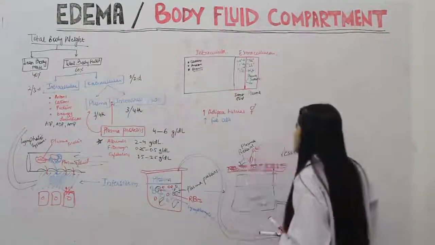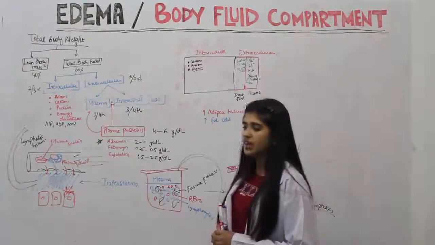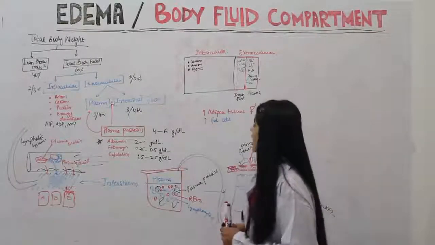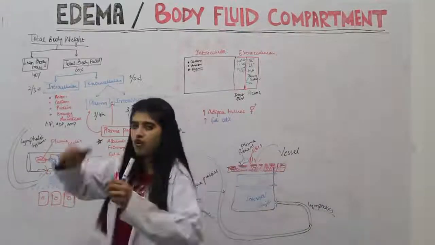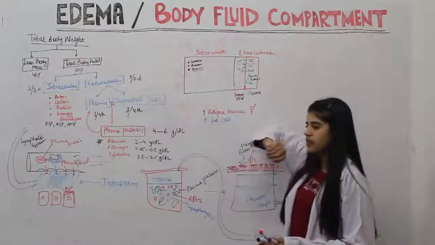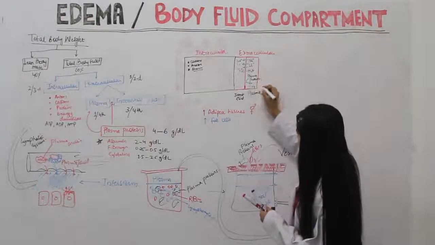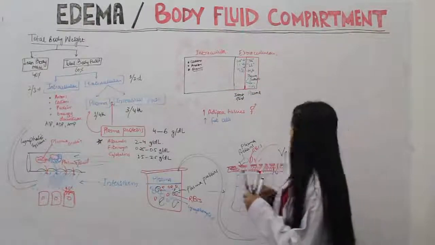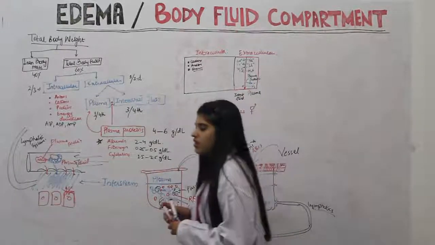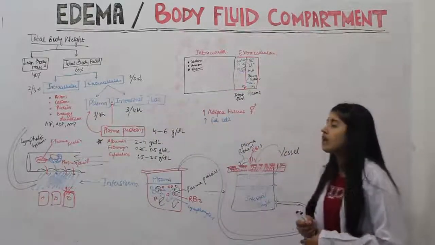I told you about the main components of the extracellular fluid. Tell me, hurry up. Which are the main components of extracellular fluid, in the plasma part? Sodium, chloride, water, and plasma proteins. And also some bicarbonates. I forgot to write the bicarbonates. They can also go here. So what are the components in the interstitial fluid? There are bicarbonates, sodium, chloride, water, everything except plasma proteins.